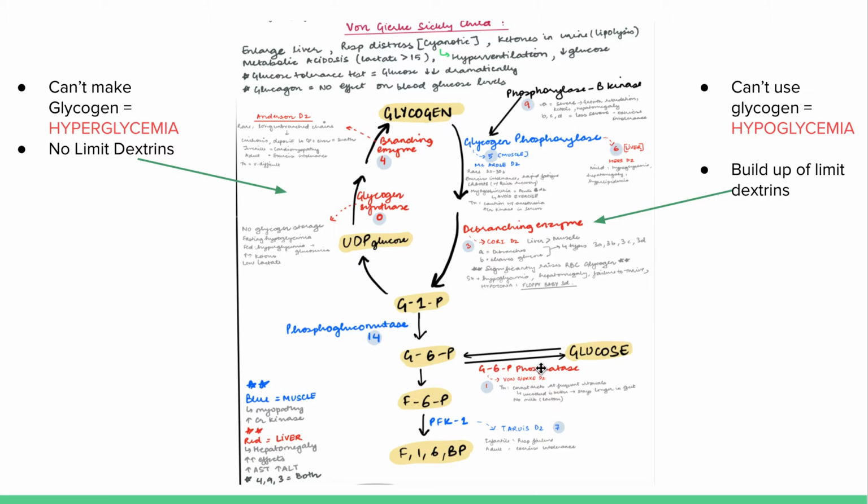And I guess the last one that you want to know, the most severe one, is von Gierke disease, or if we're missing G6P phosphatase. Von Gierke disease, there's so much going on with it, so you can read up here. Hepatomegaly, cyanotic baby, hyperventilation. There's a lot of lipid breakdown, so you see a lot of ketones in urine. Metabolic acidosis, so lactate is over 15. I think that's pretty classical of von Gierke disease, the very high lactate. So I think this is the most severe one of them all.